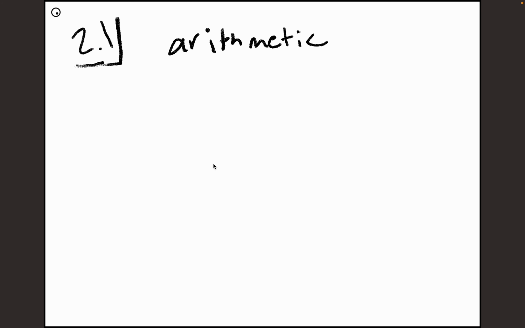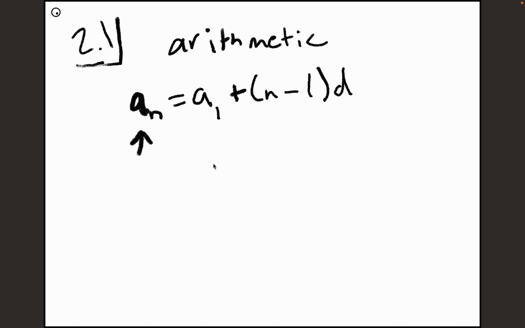Okay, our arithmetic sequence is going to be an equals a1 plus (n minus 1)d. So let's go ahead and explain what these are going to stand for. So an is going to be the answer that we are solving for. So I'm going to put answer. A1 is going to be our first term. N is going to be our nth term, okay?